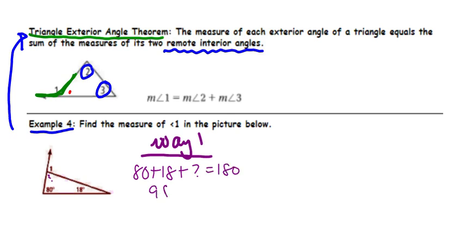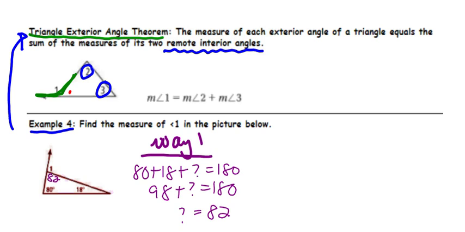80 plus 18 is 98. So 98 plus the question mark equals 180. And then you would subtract 98 from both sides. So 180 minus 98 is 82. So the question mark would be 82. And then, I'll put a little 82 right there.